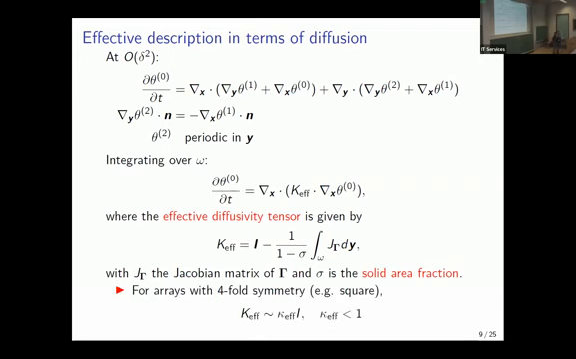And so for the kind of arrays that we are looking at, which have a fourfold symmetry, one can show that the effective diffusivity is isotropic. So it can be written as a multiple of the identity, with this being the effective diffusivity, a scalar now. And it can be shown that the effective diffusivity is less than 1.